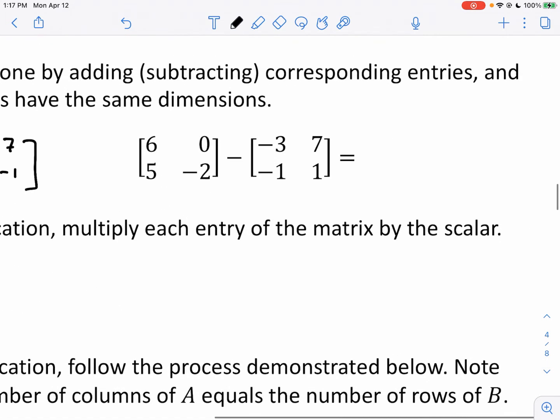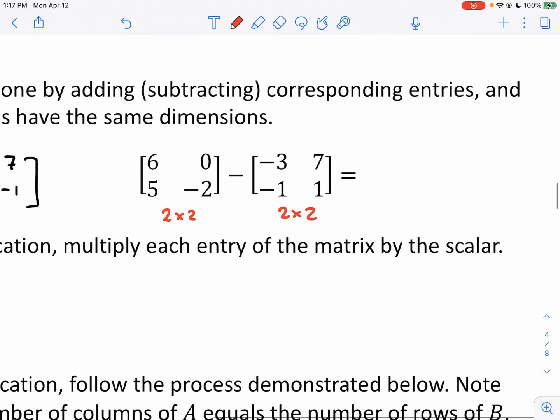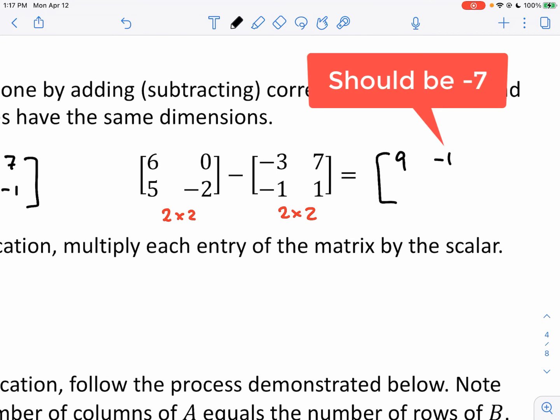Okay, subtracting is similar. You can subtract them if they're the same dimensions. So we have a 2 by 2 and subtracting another 2 by 2, so that's okay. And we just subtract corresponding entries. So we do 6 minus -3. Make sure the negative distributes. 6 minus -3, so it's going to be 6 plus 3, and we get a 9 in the 1, 1 position. First row, first column. And then we do 0 minus 7, and we get -7.